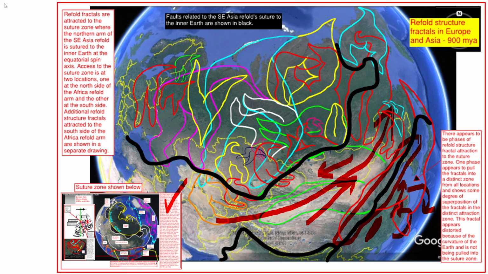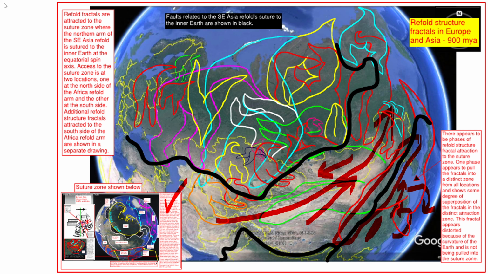I just didn't draw in the Russia refold in yellow. And I should note that it looks like there's a hole there shown in black between the Russia refold in yellow and the arm of Africa. It's not literally a hole. This is just down deep, the ductile refold structure boundaries here. So there's younger rocks that have filled in the gap and everything.